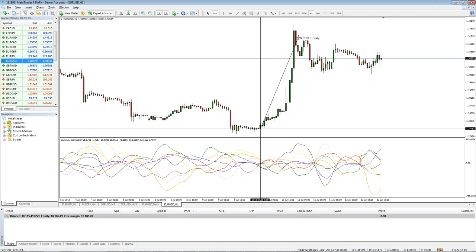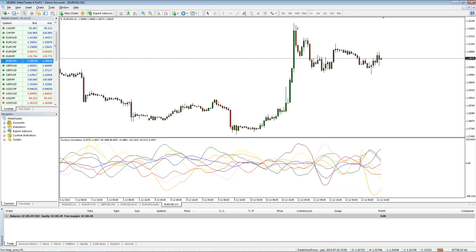It's not always going to be that perfect. As you guys probably know, if you've traded currency strength, it doesn't always work out perfectly, but it can sometimes give you that early warning or confirmation in your strategy. If you're applying other tools and techniques, this is one that's worth adding.